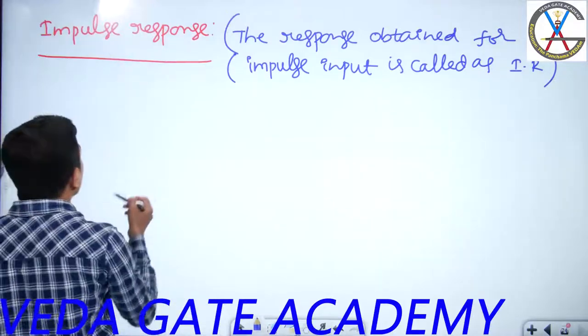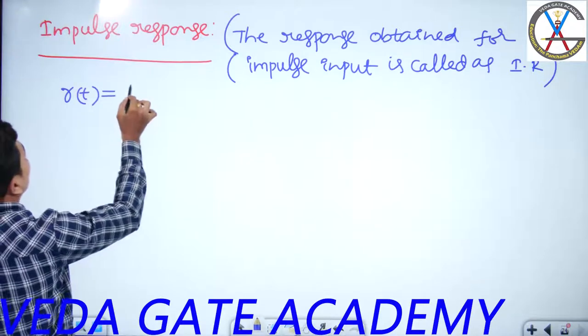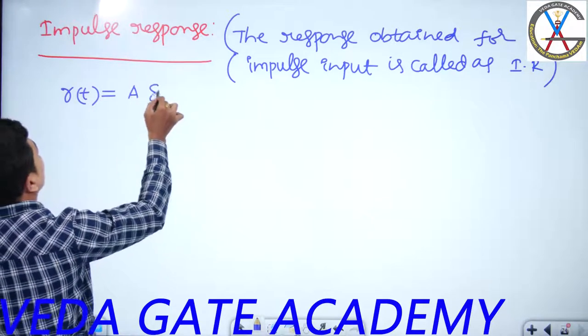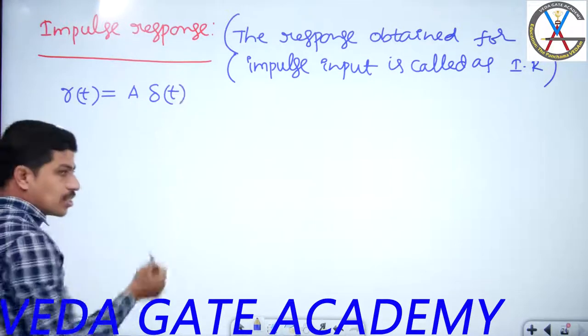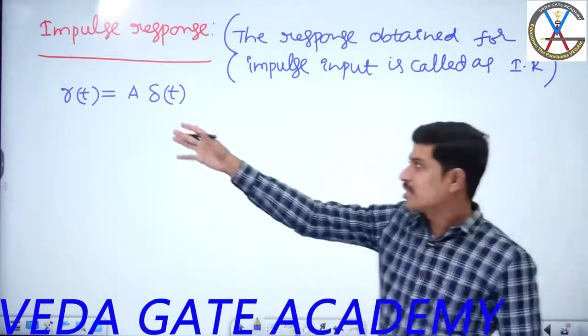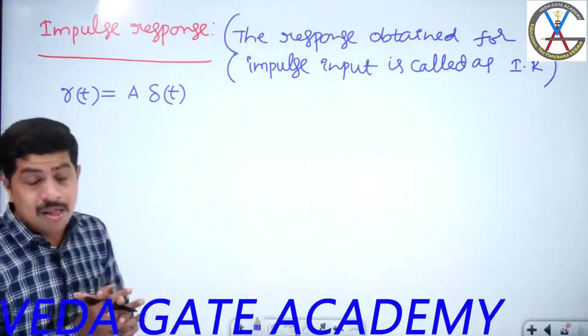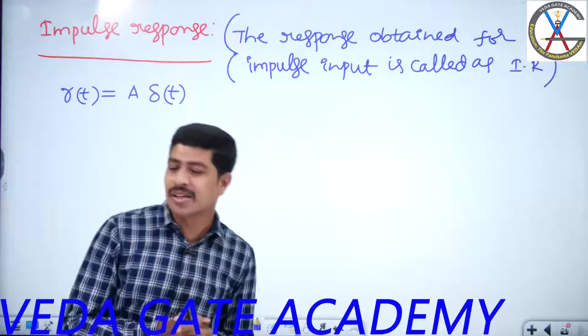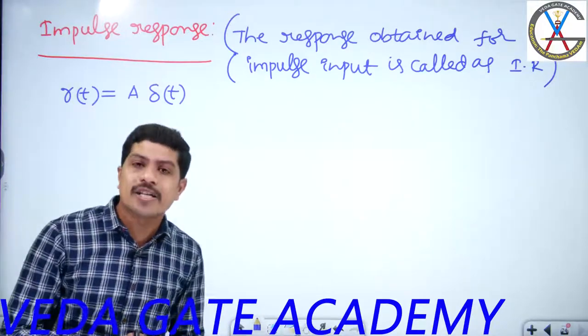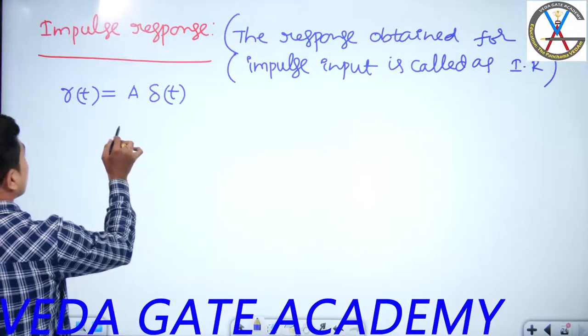Now, just after looking at that heading, what is R of t? R of t is equal to A del of t. If it is unit impulse, A is equal to 1. We discussed very clearly, R of t is equal to A del of t. For a system, if I give impulse as an input, let us see what response I am going to get.